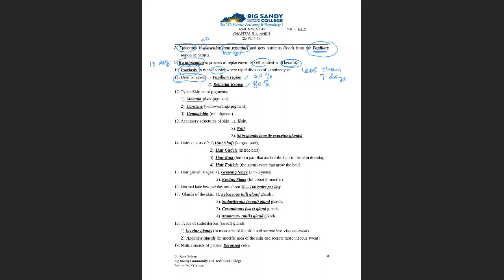Type of skin color, pigment, melanin, this is dark skin pigment. Carotene, this is yellow, orange skin pigment, and hemoglobin, this is the red pigment.